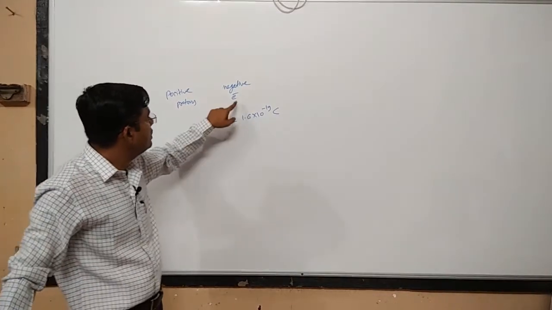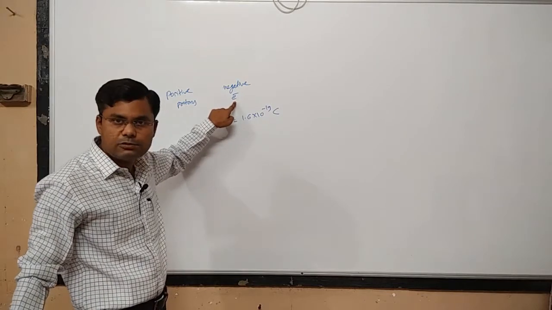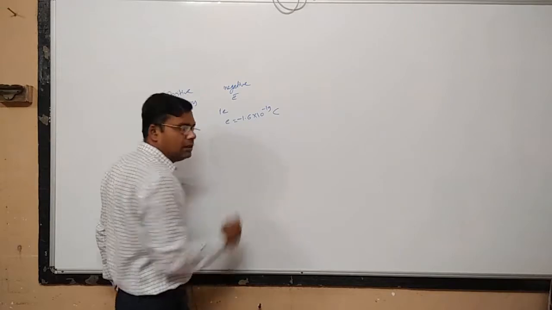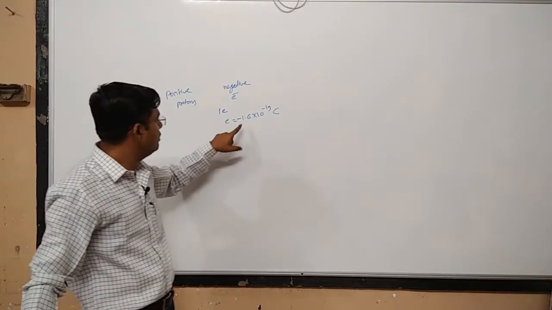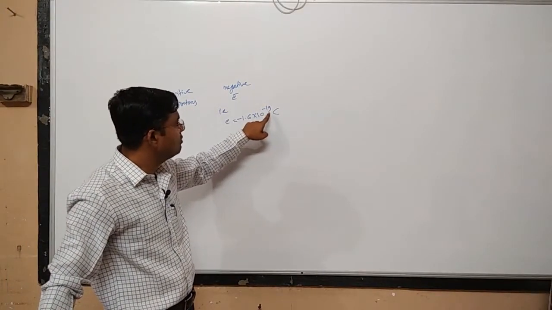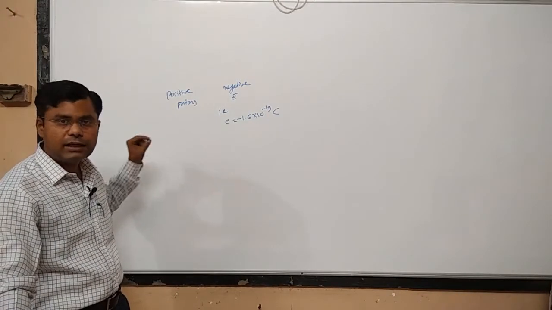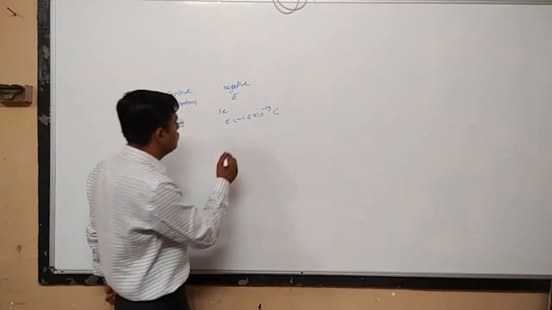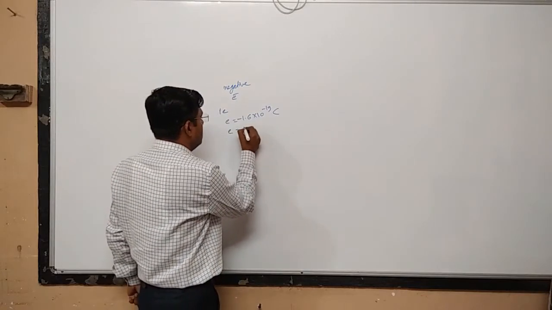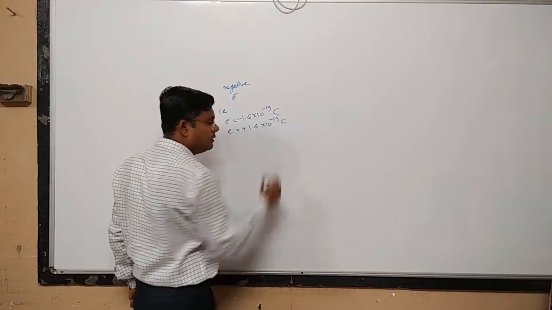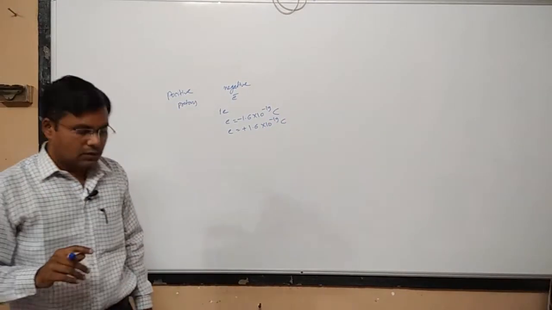Since the electron is a negatively charged particle, the charge on the electron is denoted by a negative sign. So the charge on the electron will be minus 1.6 into 10 raised to power minus 19 coulomb. And since the proton is a positively charged particle by convention, the charge on the proton is plus 1.6 into 10 raised to power minus 19 coulomb.